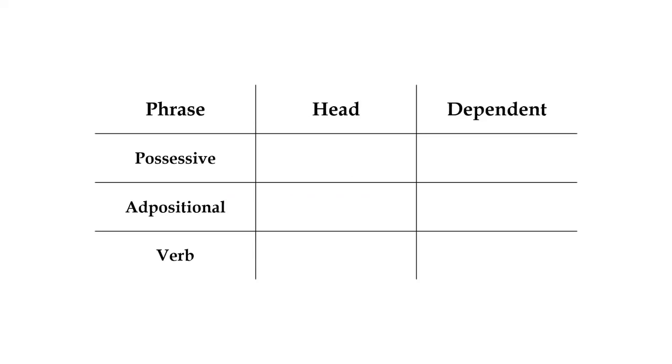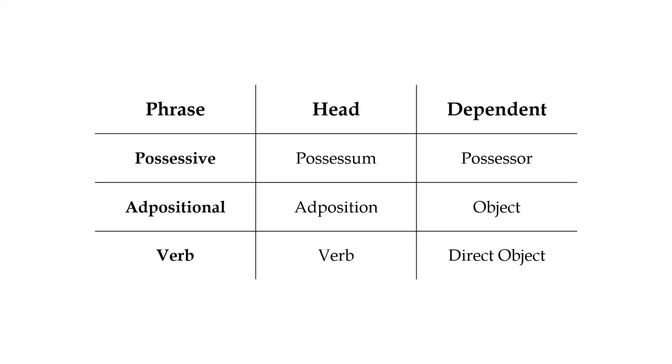So in possessive phrases, the thing that's being possessed, sometimes called the possessum or possessee, is the head, while its possessor is the dependent. In adpositional phrases, the head is the adposition, since, by definition, it's not an adpositional phrase if there's no adposition, and the dependent is therefore the object or the referent of the adposition. Finally, in the verb phrase, the head is the verb and the dependent is the direct object, and depending on exactly what definition you're using, the subject may or may not also be considered a dependent, but we'll focus just on the direct object for clarity.